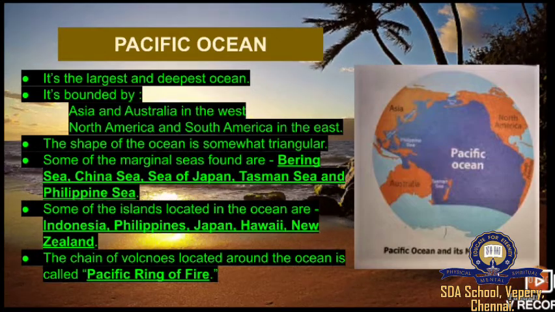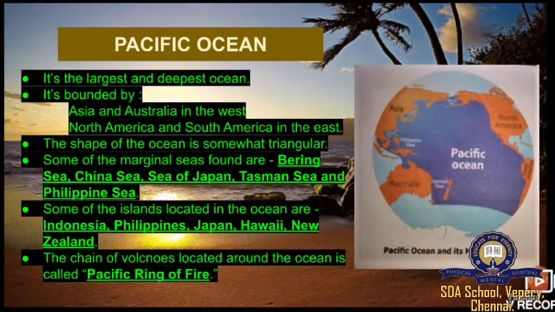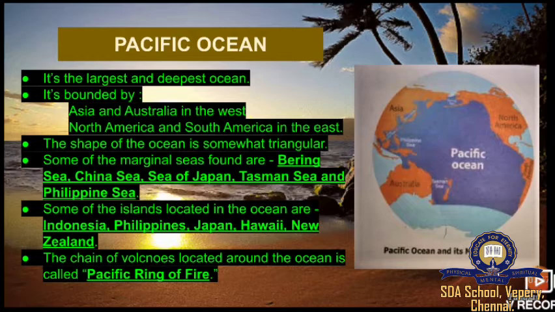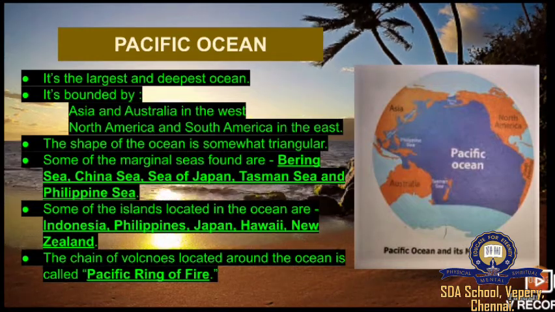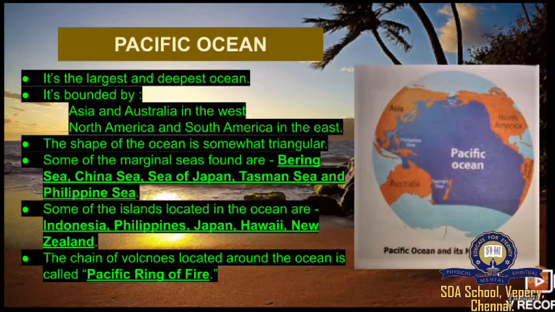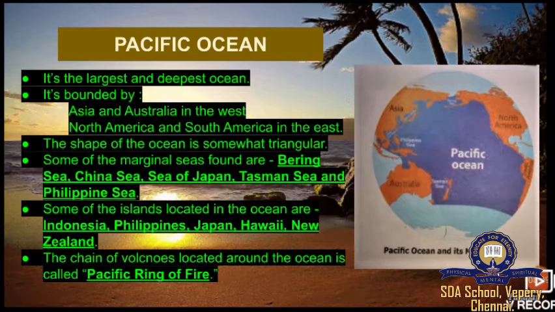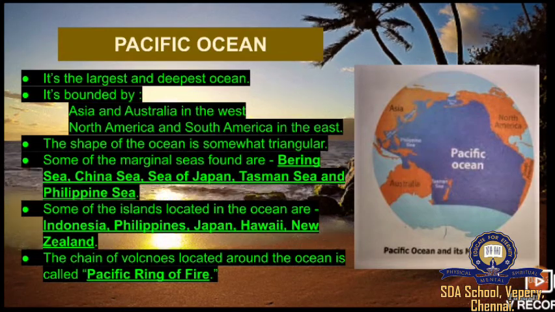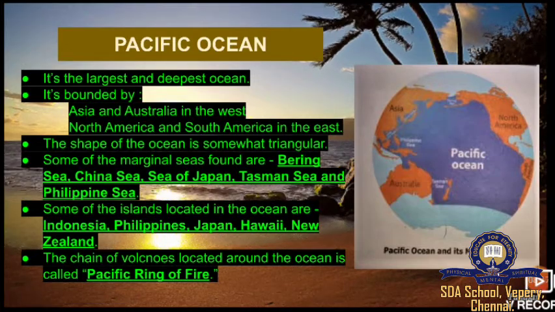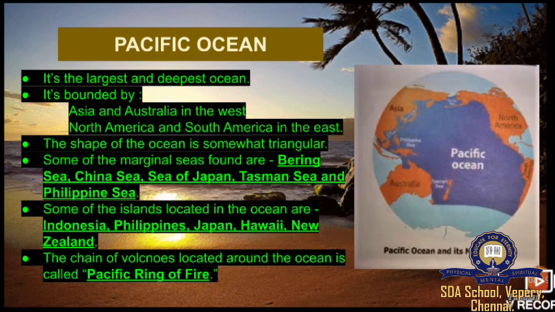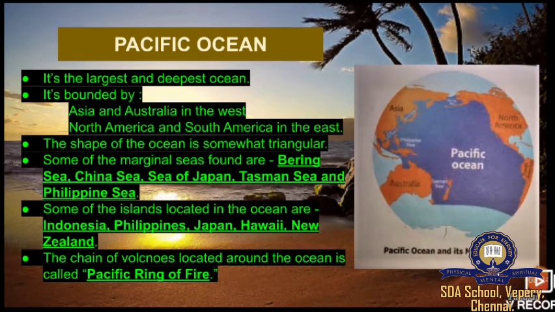Around the Pacific Ocean, we will be able to see a chain of volcano, and this chain is called as the Pacific Ring of Fire. So now we know that the Pacific Ocean is the largest and the deepest ocean, and it has 5 marginal seas, and it has 5 islands too. They are surrounded by volcanoes, which are called as the Pacific Ring of Fire.